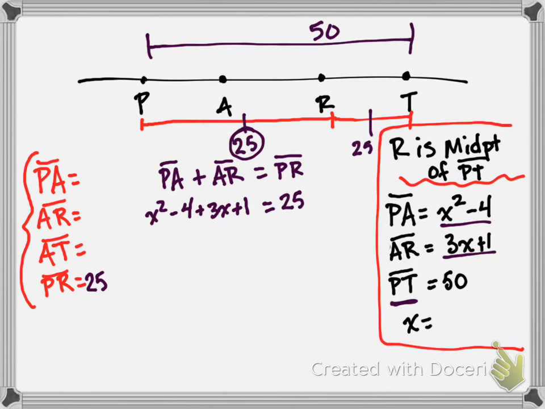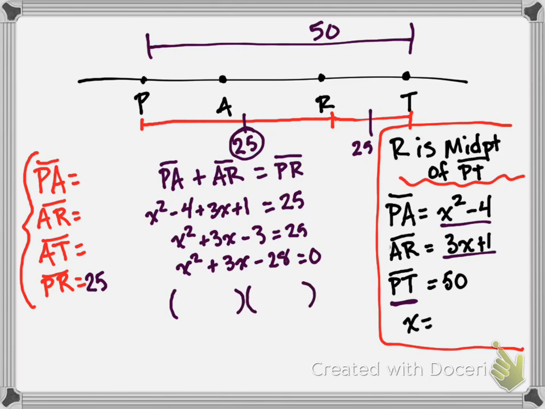Okay, so we combine our like terms here. X squared plus 3x minus 3 equals 25. Subtract your 25 over. X squared plus 3x minus 28 equals 0. Remember, to solve our quadratic like this, we are going to have two answers most likely, and it does have to be equal to 0 when we solve it. So now we're looking for factors of 28 that multiply to negative 28 and add to 3.